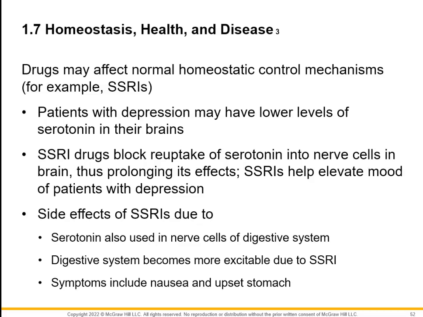So drugs called SSRIs, remember, selective serotonin reuptake inhibitors, inhibit the serotonin from going back into the cell that secreted it, so it keeps acting on the other cells.